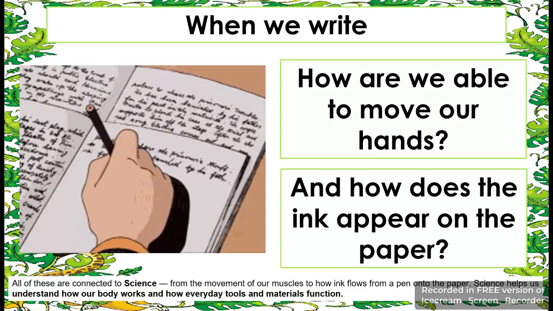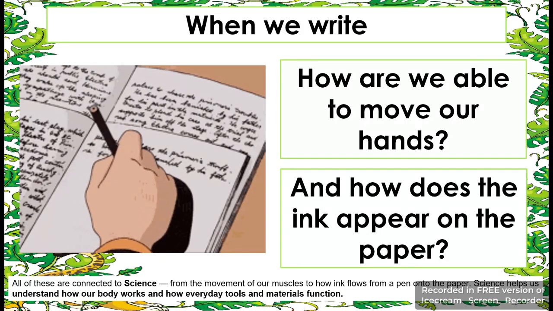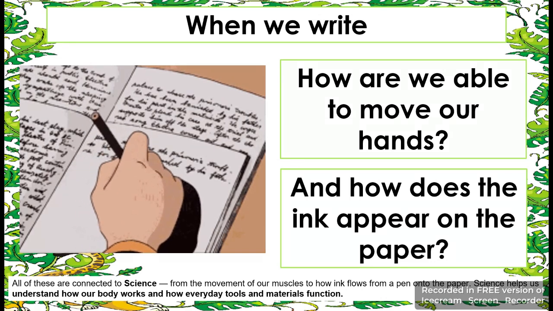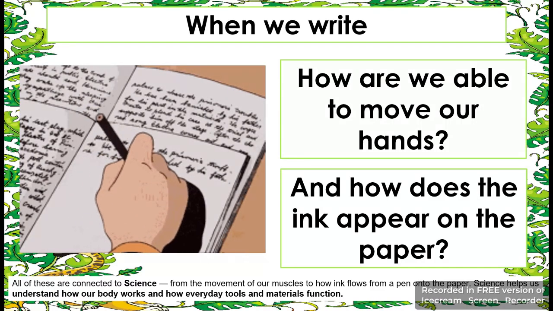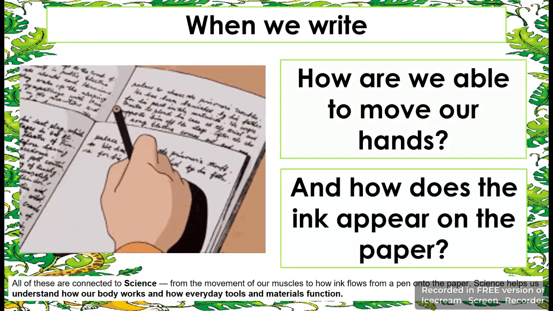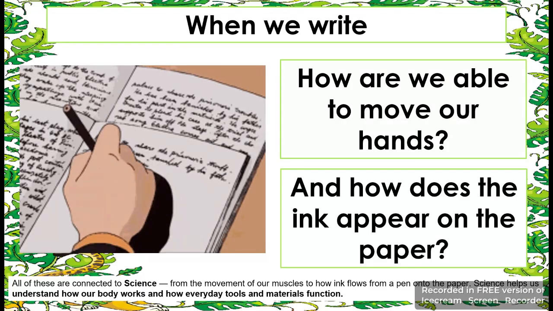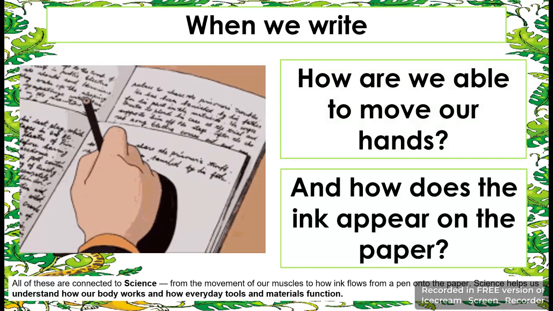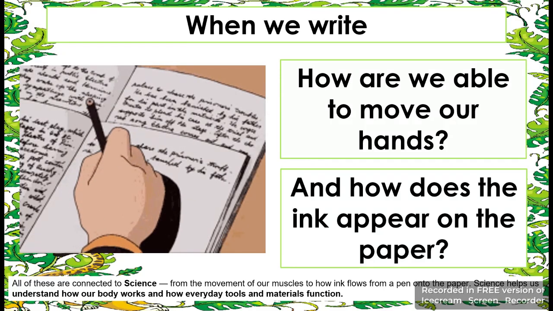These are the questions that come to our mind if we study science. First, when we write, these are the questions we ask: How are we able to move our hands? And how does the ink appear on our paper? All of these are connected to science, from the movement of muscles to how ink flows from a pen onto paper. Science helps us to understand how our body works and how everyday tools and materials function.